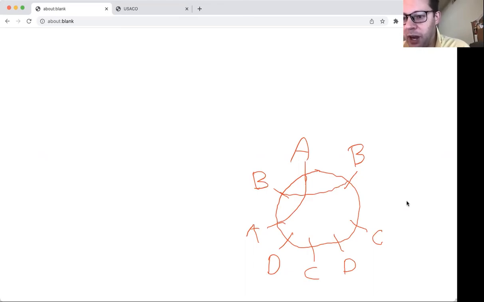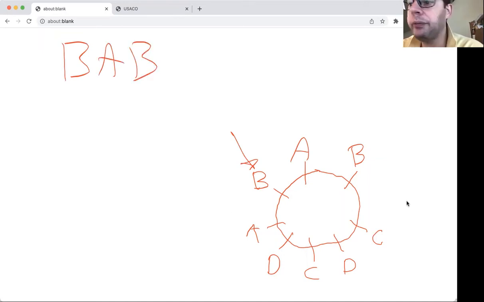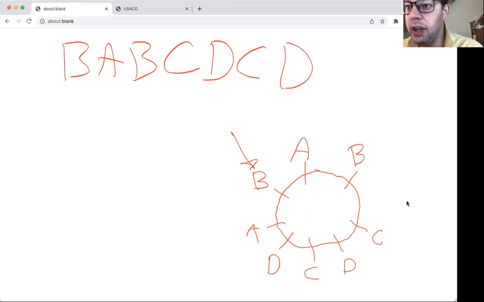That'll make one crossing pair. And then D is going to connect to D and C is going to connect to C, making my other crossing pair. As I write this string out, I'm actually going to start from B. I'm going to start in the middle of one of these sequences just to demonstrate that that doesn't have any impact on anything. So we're going to go B, A, B, C, D, C, D, and then A again.